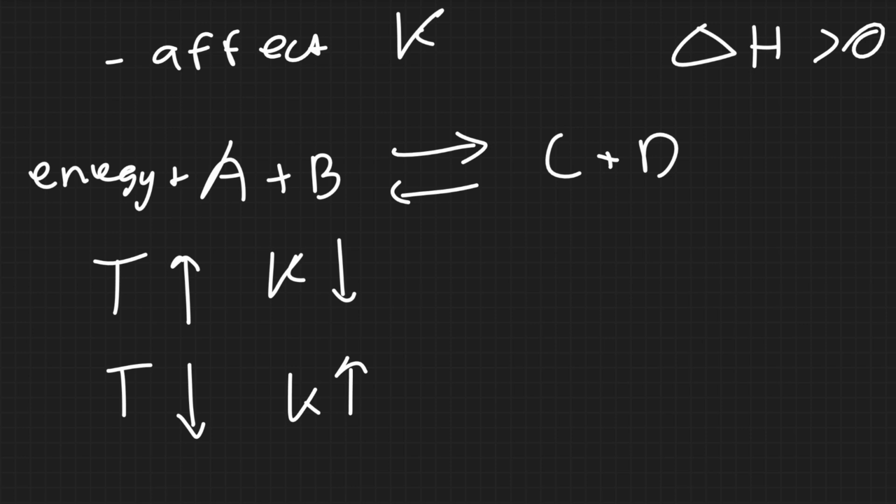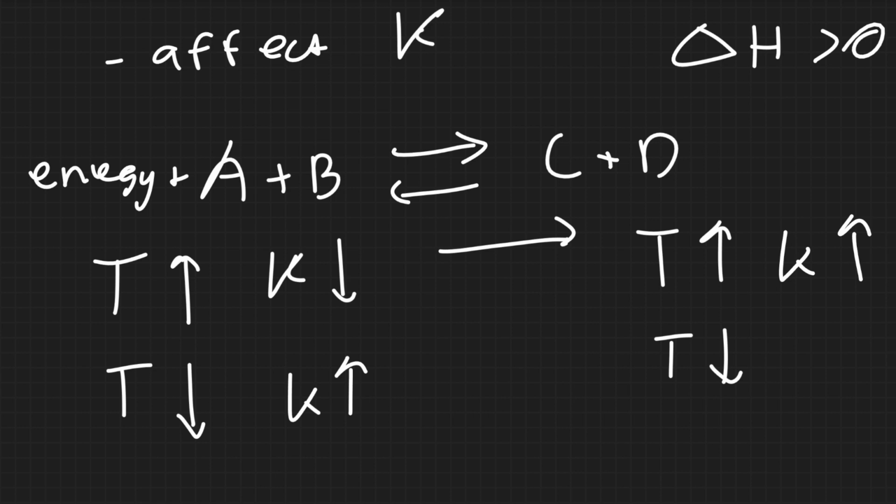So now what happens if I increase the temperature? So now I've increased the temperature, and now I want to get rid of some of that extra energy. So that means that in order to get back to equilibrium, we're going to have to shift to the right. What does shifting to the right do? It increases the products. Increasing the products increases our K value. So our K goes up.